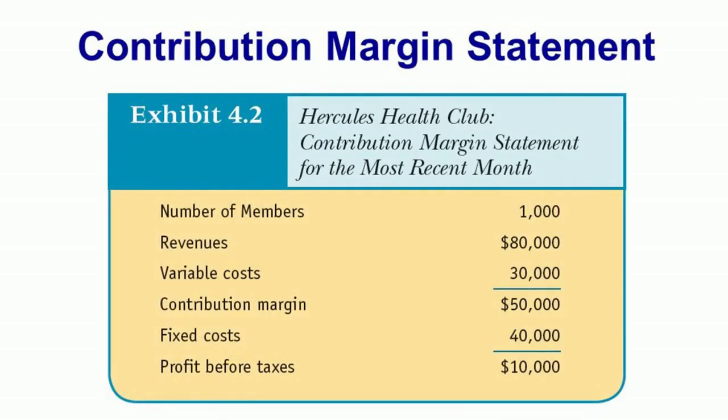The contribution format separates costs into variable and fixed. Sales revenue less variable costs equals contribution margin. The contribution margin is the amount of revenue that's left over after deducting variable costs. It can be used to determine how much revenue is needed to cover fixed costs.